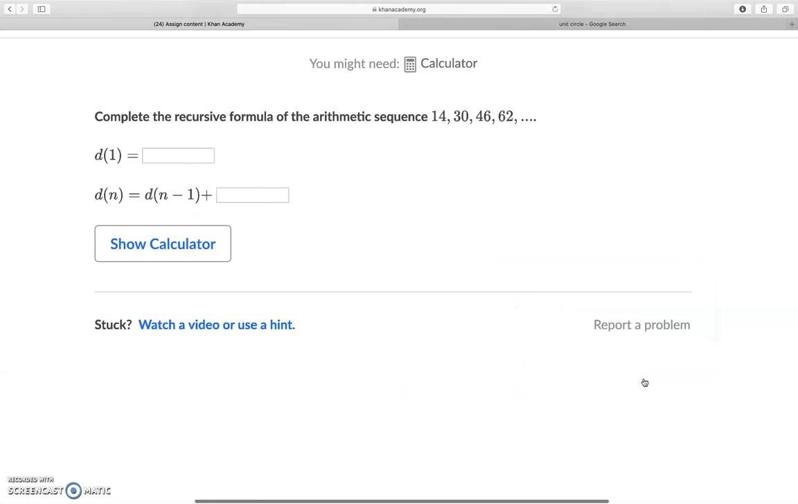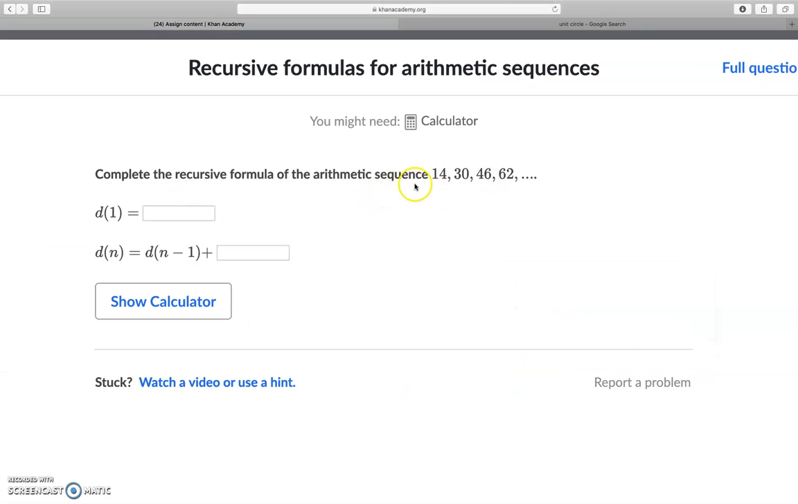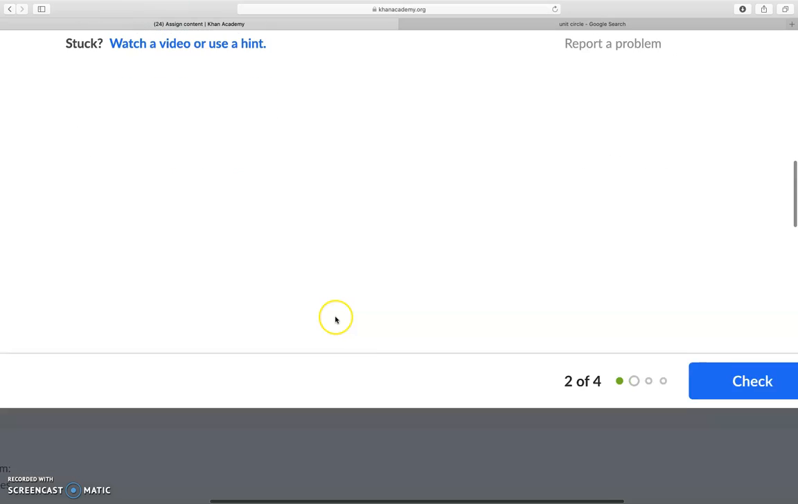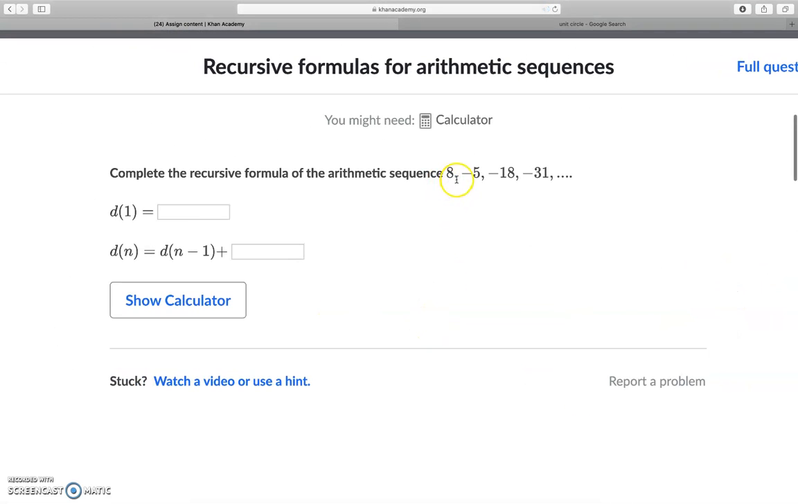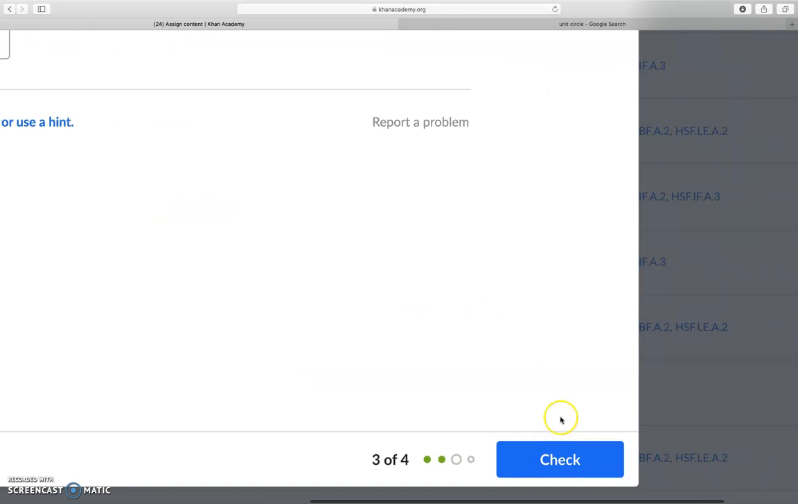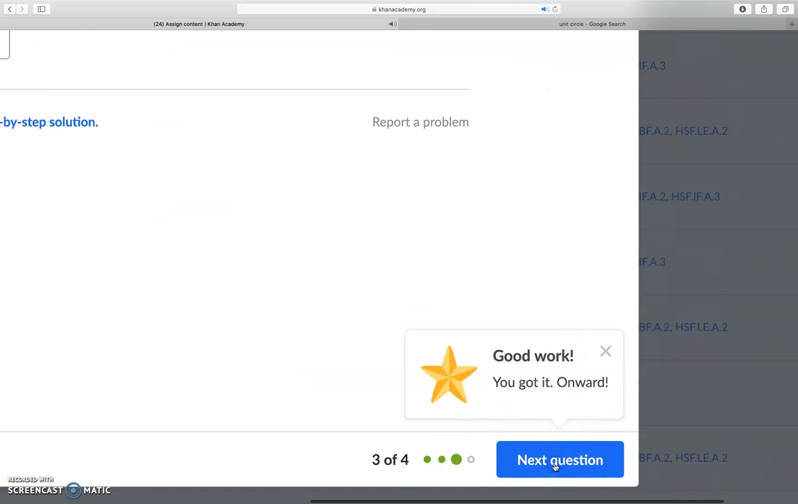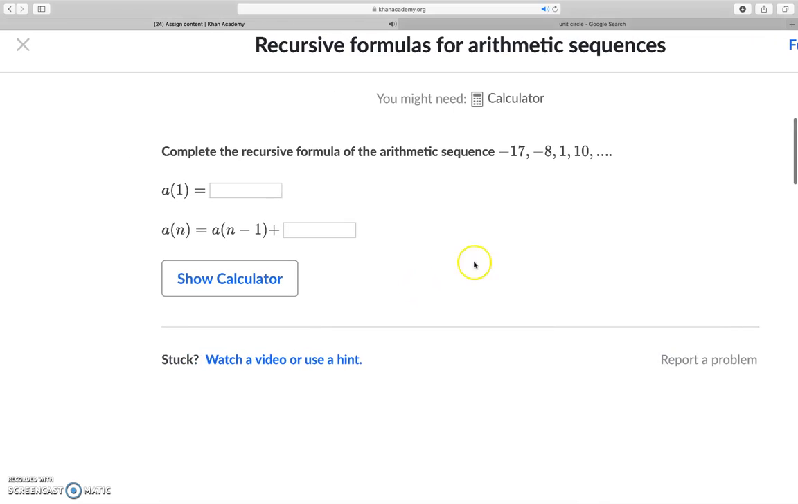Let's see one more. This one's increasing by 16, so I know that's going to go here. And the first term is 14. Should be good. Next. Okay, now look at this. Oh, this is going down. This went down by 13. So actually, I'm going to put negative 13 here. And my first term is 8. So again, when it's going down, you put a negative.